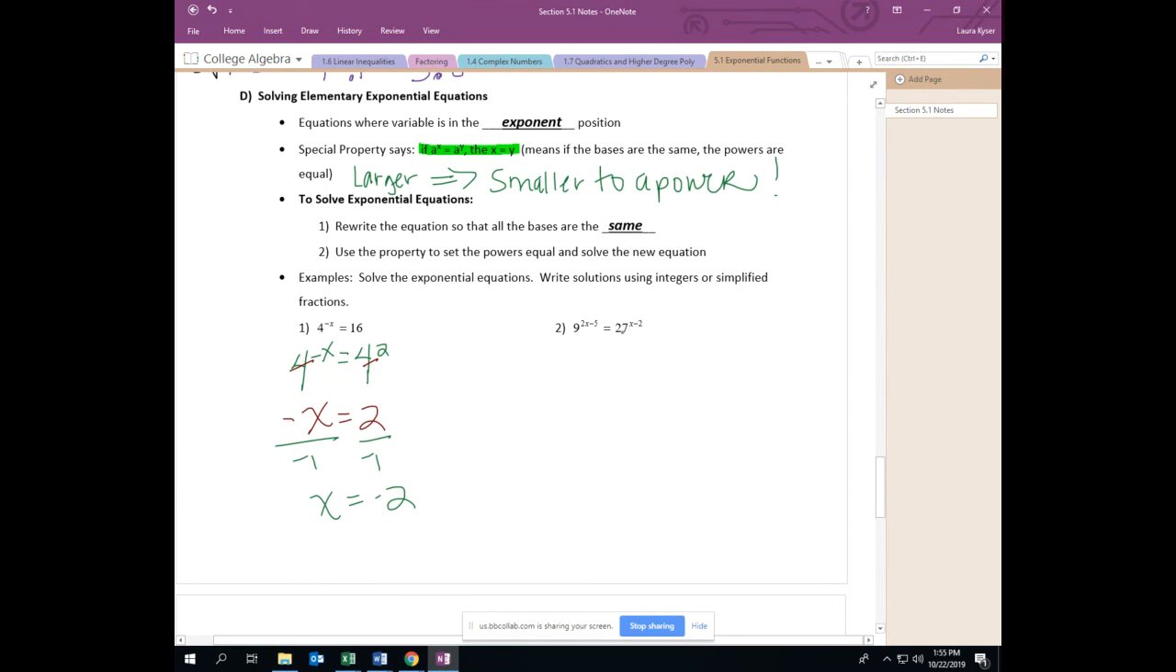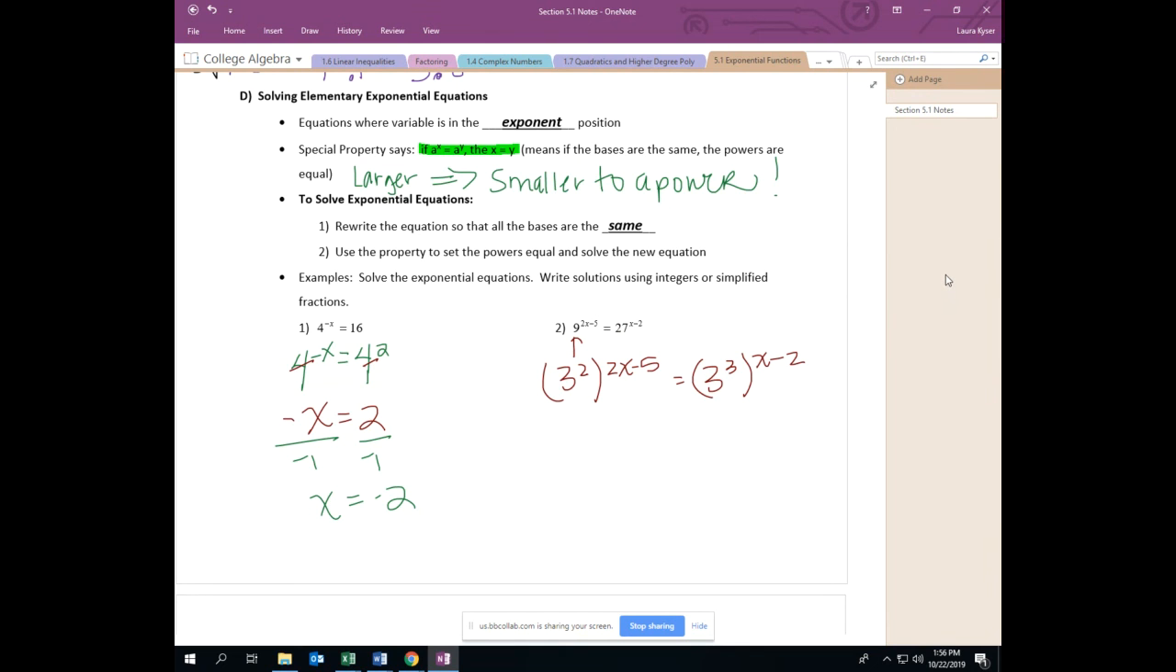So, 27 is not a power of 9. 9 to the first power is 9, and 9 to the second power is 81. It skips right over 27. So we have to do something else. So the next question I ask myself is, okay, if I can't rewrite 27 as 9 to a power, are they both a power of something else? And the answer to that question is yes. 9 is 3 squared, and then we have its power, 2x minus 5. And 27 is 3 cubed, again, already being raised to the x minus 2 power.